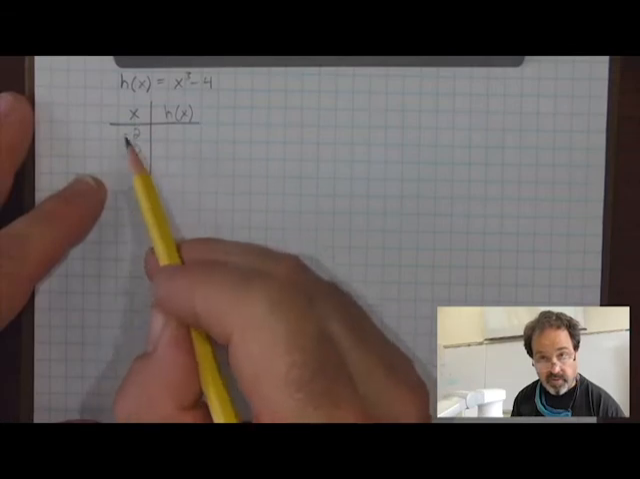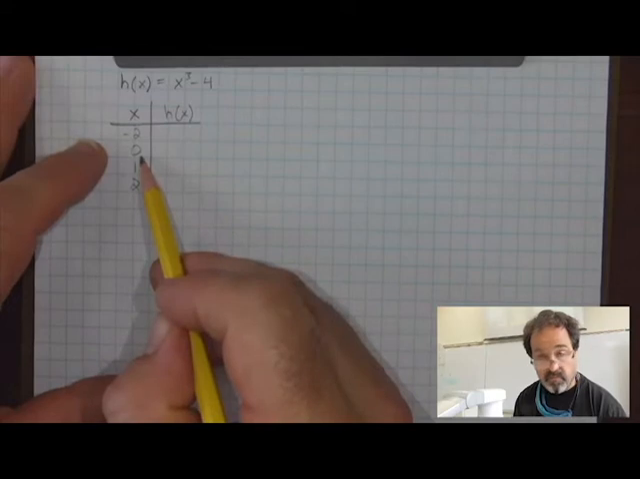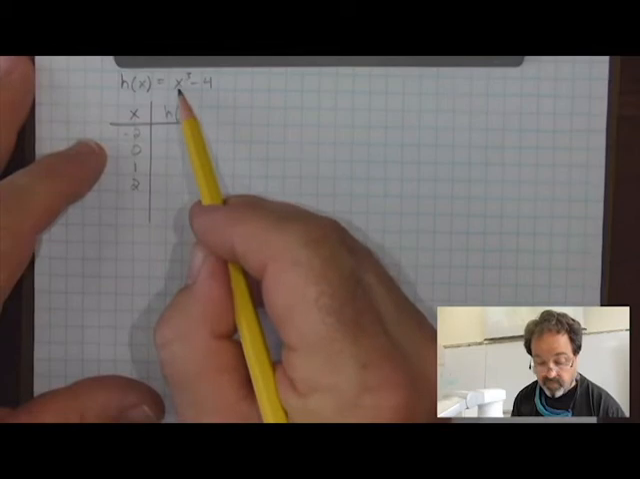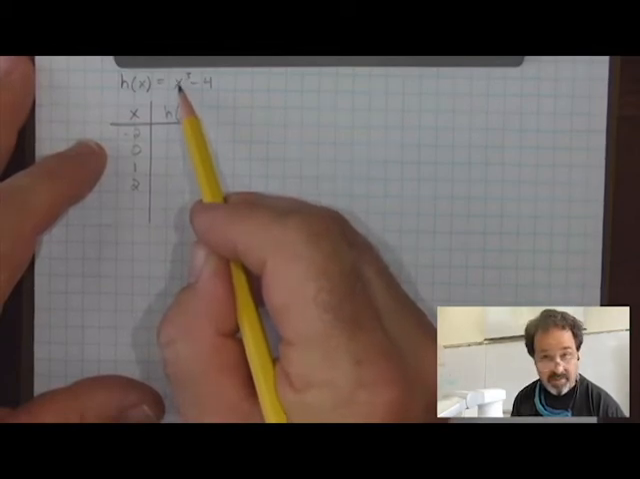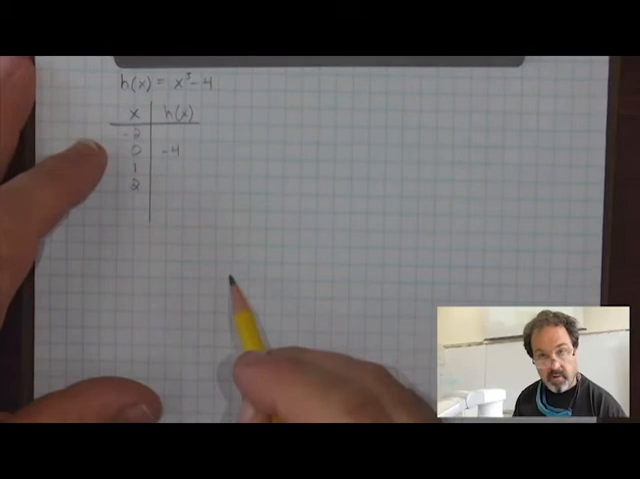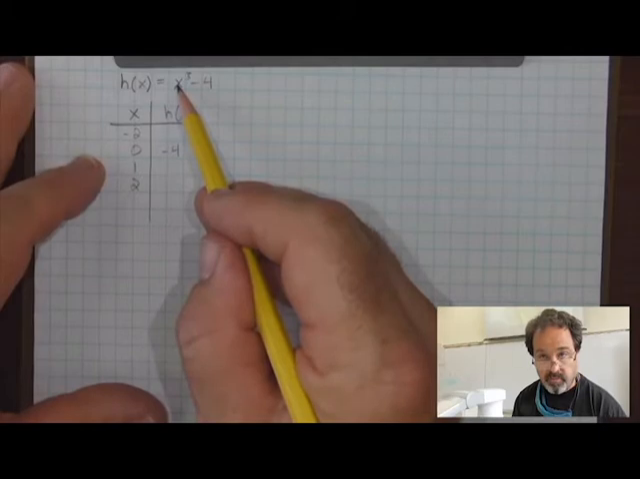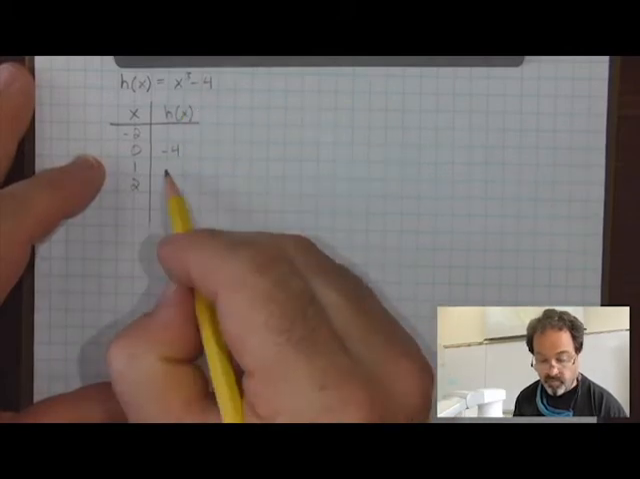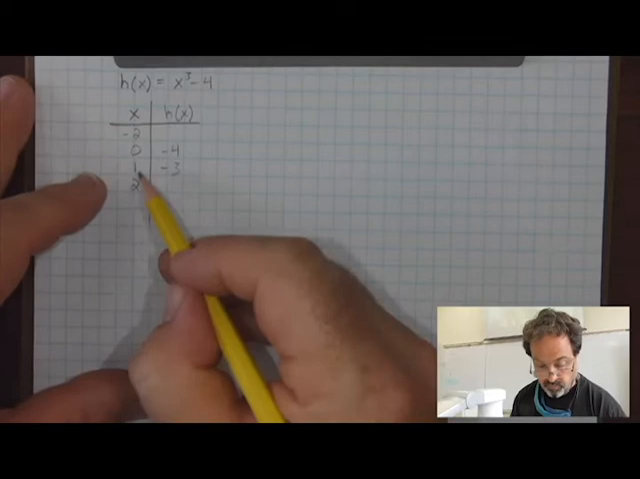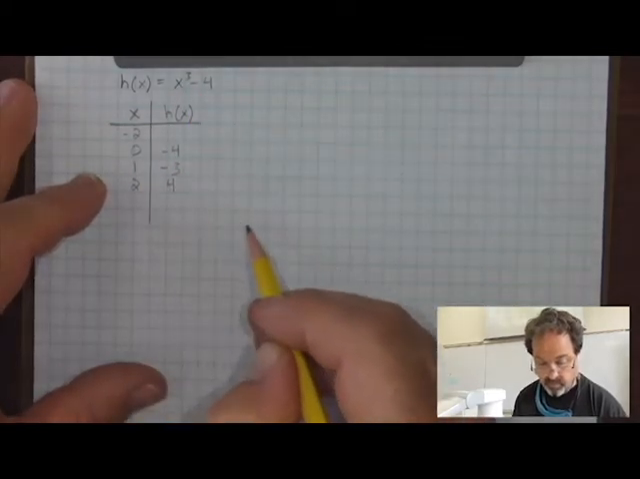Substituting these values of x into the equation, we'll find h. The first value I'm going to substitute is 0 because it's often the easiest to work with. When I substitute 0 in for x, I get 0 cubed. That's 3 zeros being multiplied. 0 times 0 times 0 is 0. And then if we subtract 4, we get negative 4. I'm going to speed up a little bit. When I put 1 in for x, 1 cubed is 1. 1 minus 4 is negative 3. Putting 2 in for x, 2 cubed is 8. 8 minus 4 is 4.